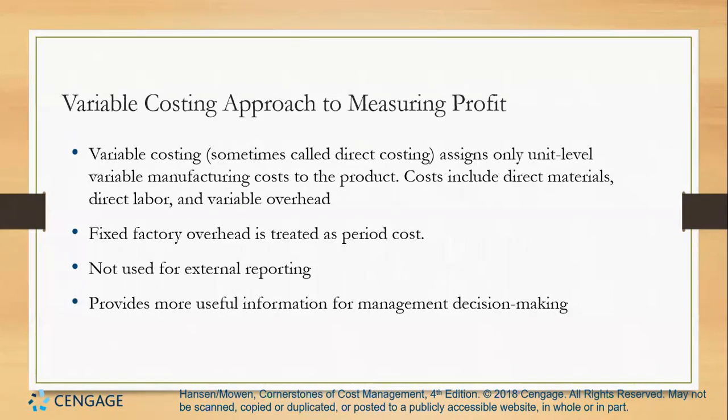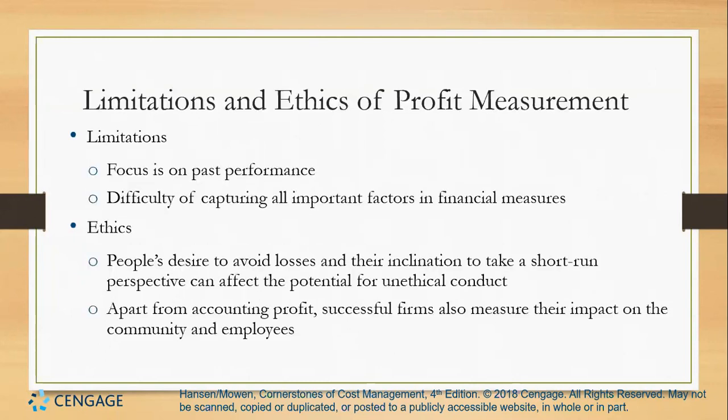On the other hand, the variable costing approach, sometimes called direct costing, assigns only unit level variable manufacturing cost to the product. Costs include direct materials, direct labor, and variable overhead. Fixed factory overhead is treated as period cost, and it's not used for external reporting. As I've already mentioned, variable costing is used for internal use or management's use. It provides more useful information for management decision making.